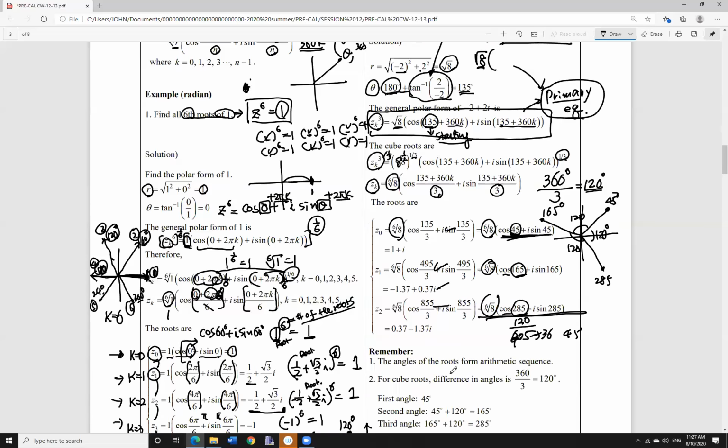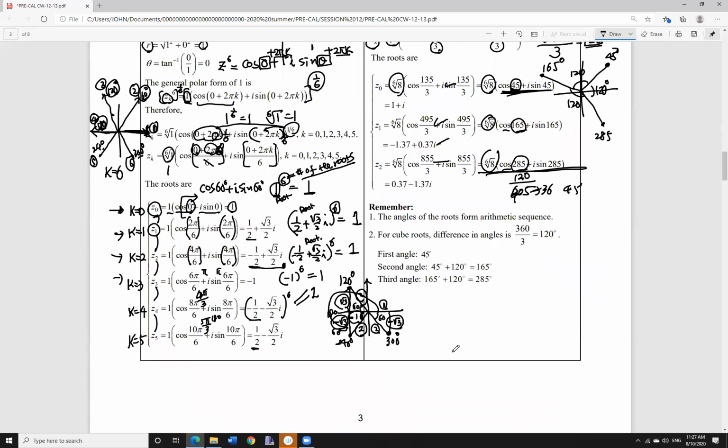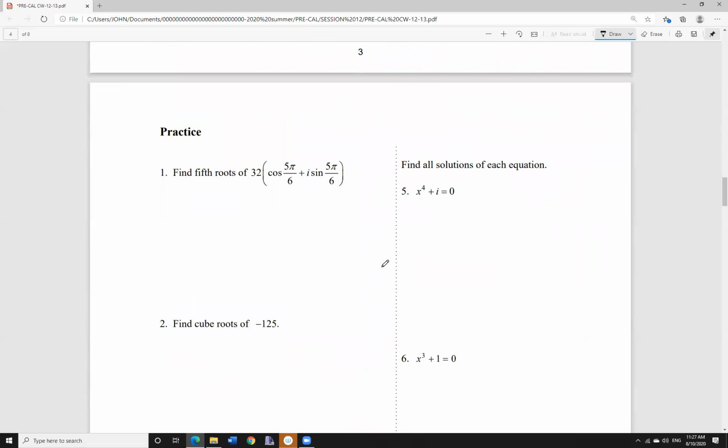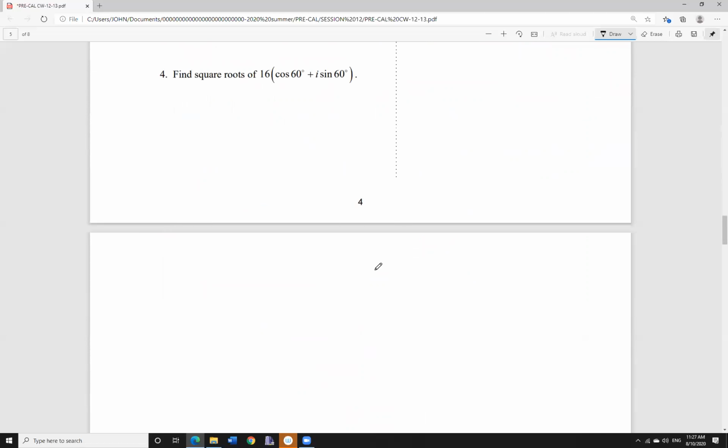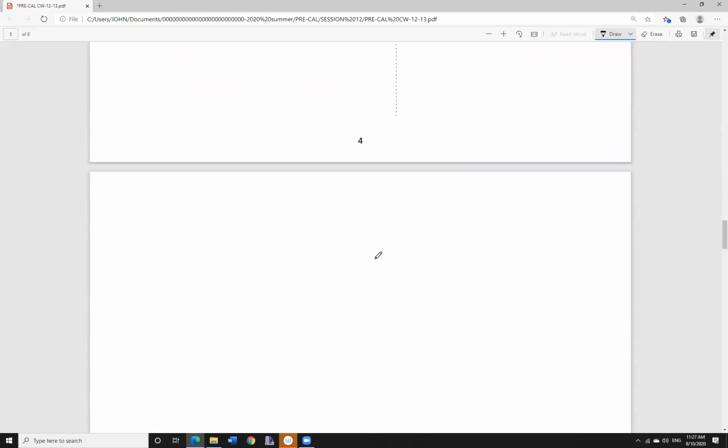Right. Now remember over here, the angles of the roots are symmetric, okay? We know that already. When you divide up, if we have 3 roots, the angle between the roots is always 120 degrees, okay? Now we're gonna have some practice, okay? Take a look over here. The easier one, okay, there's no easier one. Now I have this one.